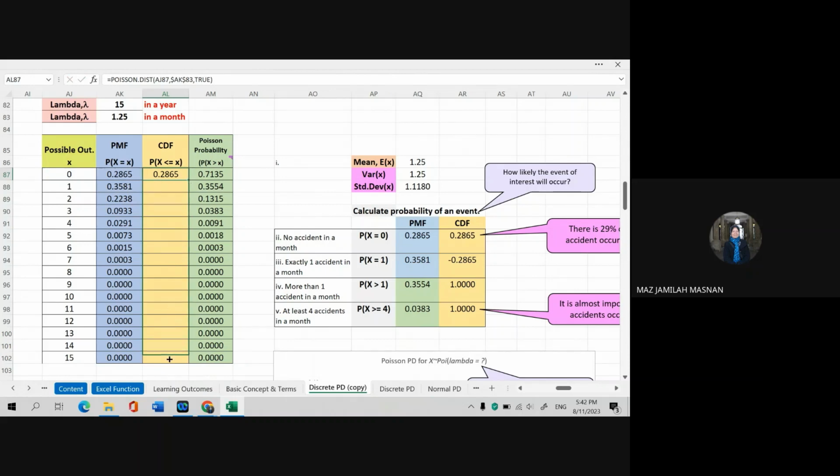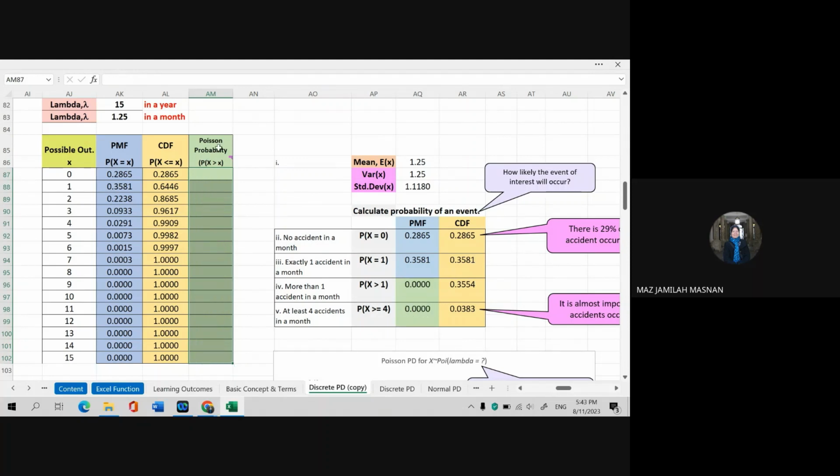And drag down until 15. So now you can see that you have reached 1 at 7. Okay, so it means that the summation is already equal to 1 when you have the 7th occurrence. Now for greater than, look at the comment here. If you are looking for P(X) greater than 1, you will use P(X) greater than 0 minus P(X) equal to 1. So let me start with this.